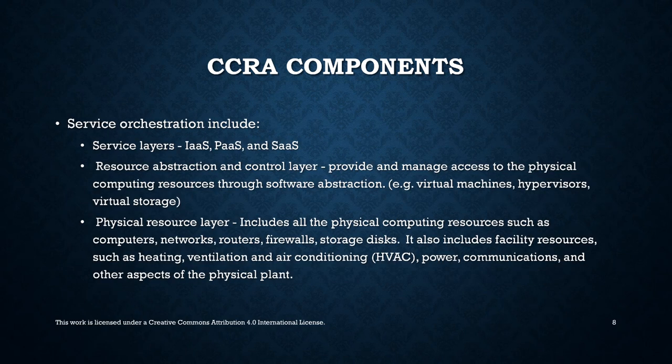The service orchestration components include the service, resource abstraction and control, and physical resource layers. The service layers have been previously discussed and include software as a service, platform as a service and infrastructure as a service layers. The virtual machines, storage and other computer resources are managed within the resource abstraction and control layer. Finally, the physical resource layer includes both the computer requirement and environmental controls such as heating and air conditioning, and power needed to run and store all of the physical computing resources.